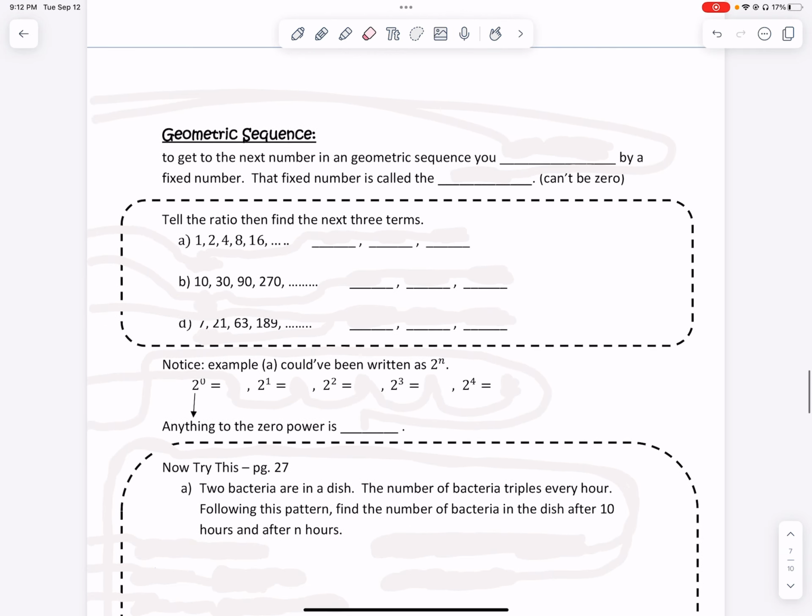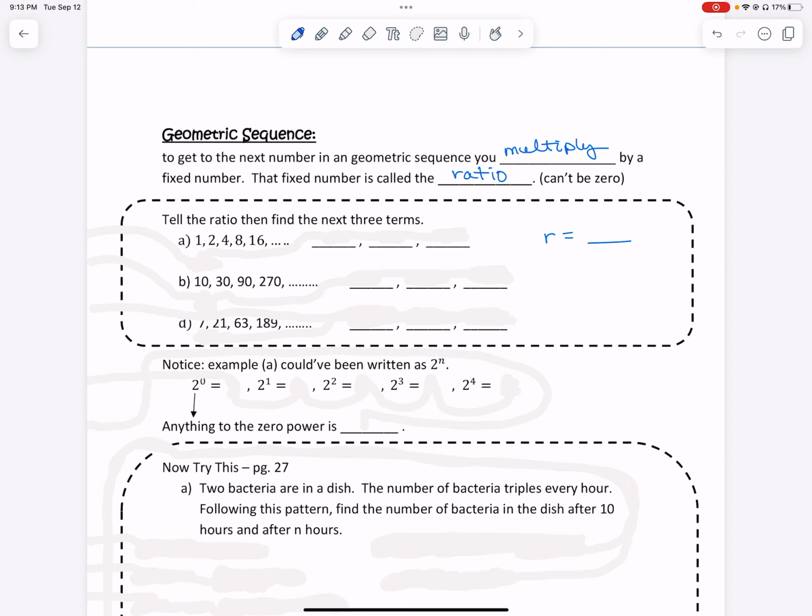Okay, now let's talk about a geometric sequence. Instead of arithmetic, we're talking geometric. So to get to the next number in a geometric sequence, you don't add or subtract. Instead, you multiply by a fixed number. And that fixed number is called a ratio. Okay, and if you are multiplying, that can't be 0, because multiplying by 0, you're always going to get 0. So that would be a sequence of 0, 0, 0, 0, 0, 0, right? So that has to be something other than 0.